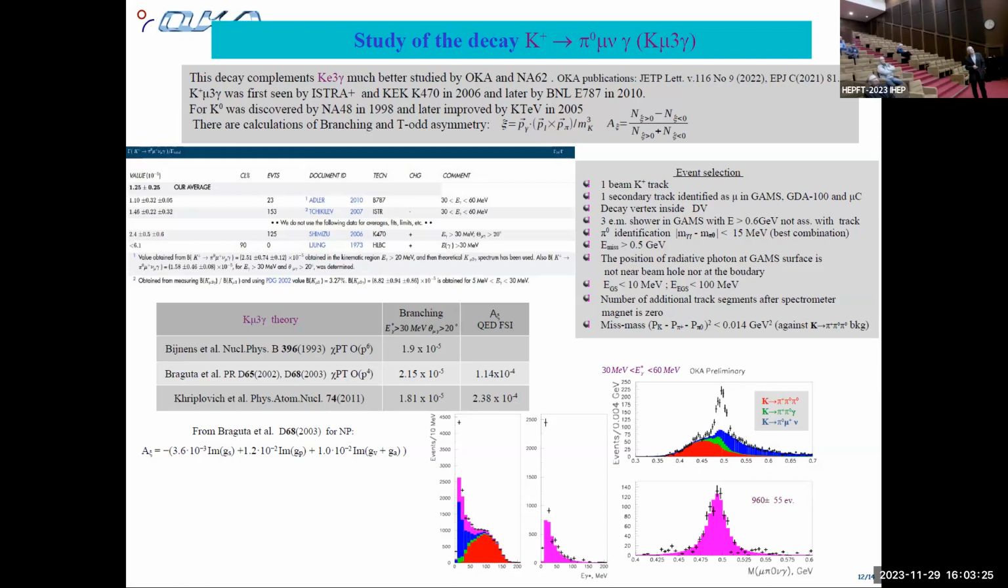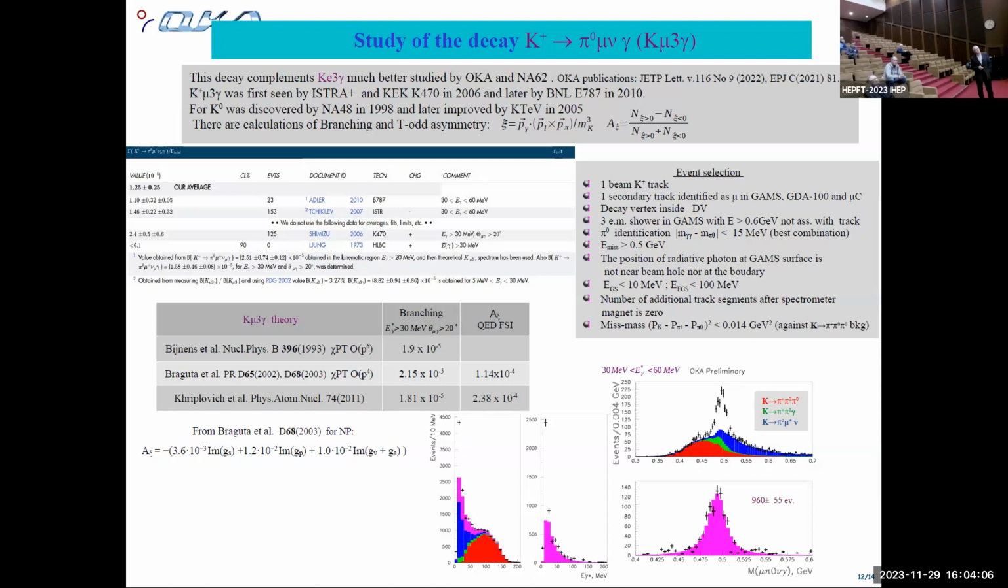So the previous history of study of this decay is listed here. It's taken from PDG. And again, the best statistics is in our previous paper when we were working on the ISTRA plus setup. And you see, this is a rather rare decay. Its branching is around 10 to the minus 5. And we had only 153 events in this paper. So our task was to increase the statistics.